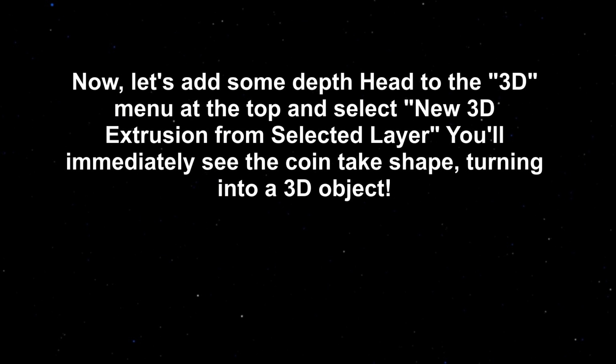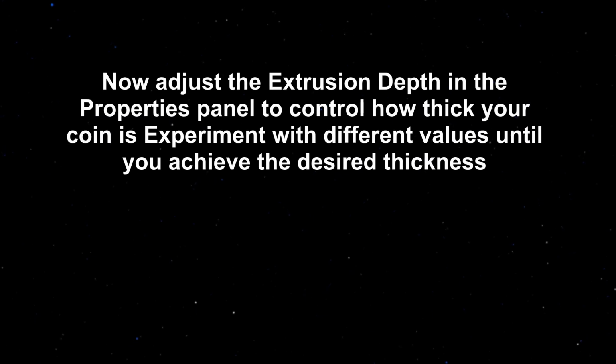Now, let's add some depth. Head to the 3D menu. At the top, select New 3D Extrusion From Selected Layer, and you'll immediately see the coin take shape, turning into a 3D object. Now adjust the extrusion depth in the Properties panel to control how thick your coin is. Experiment with different values until you achieve the desired thickness.